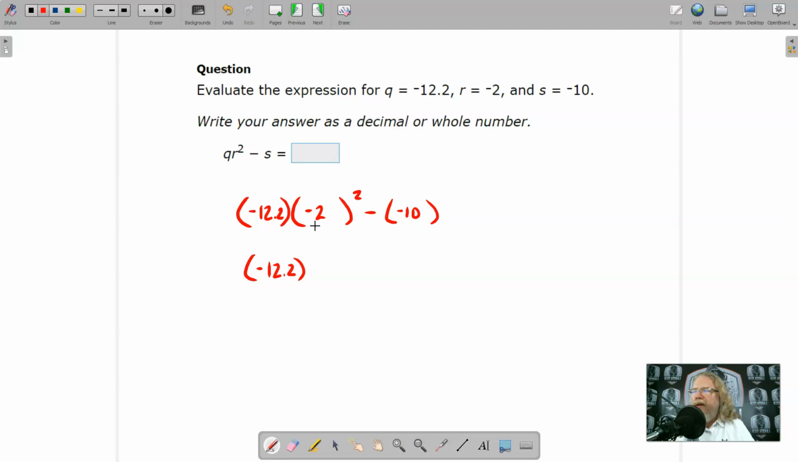Square the negative 2. Negative 2 times negative 2 is positive 4. Remember, negative times negative is positive. Then we're going to put the minus our negative 10.